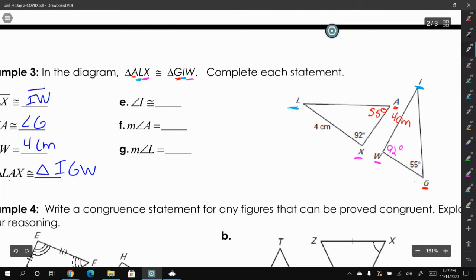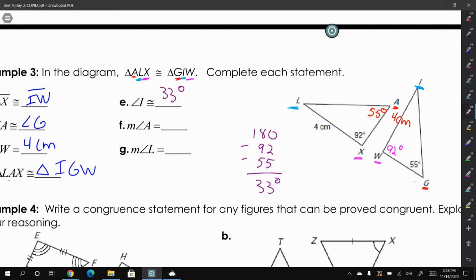Now angle I, we don't know what that is yet because there's nothing up here. However, we know the other two angles in the triangle, so we can calculate that angle. Let's say 180 minus 92 minus 55. If I do that in my calculator, I am going to get 33. So angle I must be 33 degrees.